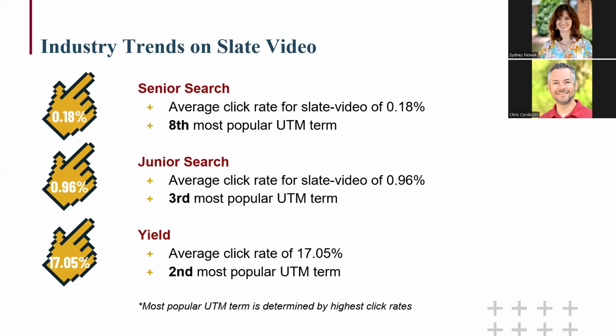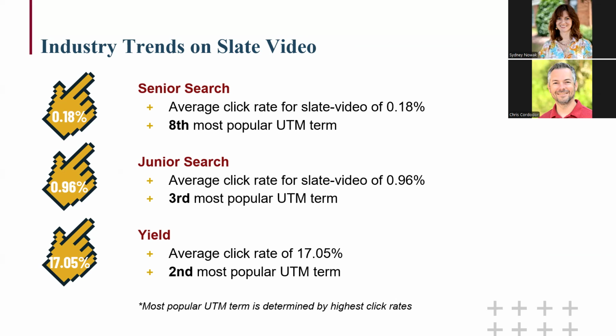I wanted to highlight some industry trends as well that we're seeing with Slate video. And we're really seeing that they are rising in popularity quickly. Here at Carnegie, we keep track of all of the different types of emails and topics that we're sending out for our more than 50 communications partners that we're working with. So what we're seeing for our senior search is that Slate video is seeing an average click rate of 0.18%.